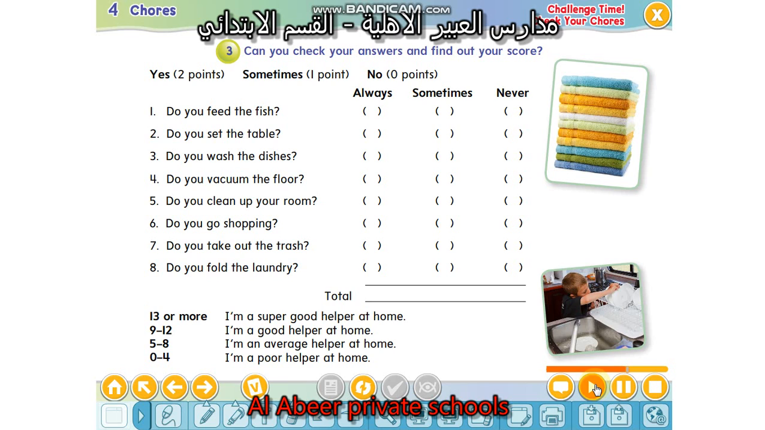What score did you get? If your score is 13 or more, you are a super good helper at home. If you got 9 to 12, you are a good helper at home. If you got 5 to 8, you are an average helper at home. If you got 0 to 4, you are a poor helper at home. What kind of helper are you? Okay, good. We're finished. What kind of helper are you?